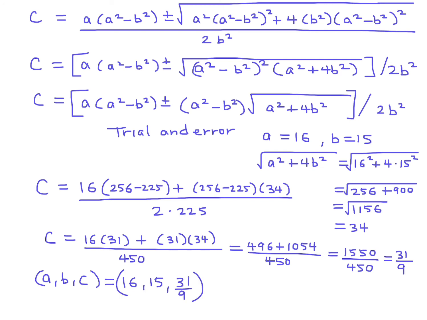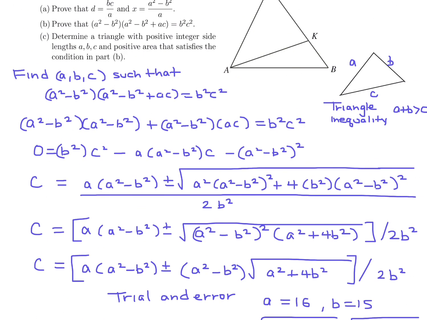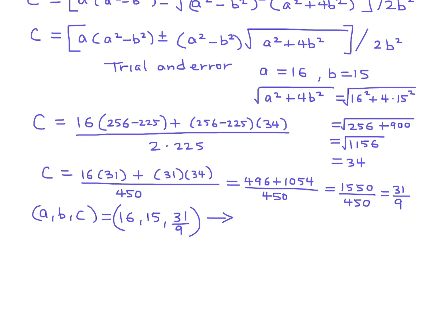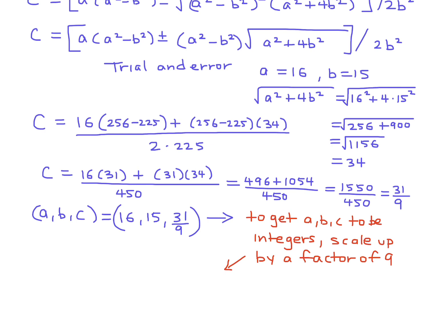The only problem is that a, b, and c must be integers. That was one of the criteria. So no problem. What we can do is just scale it up by multiplying by a factor. And that's perfectly allowed, since if you did that, the original equation would still hold true. That equation, of course, being right here. It would still hold true if you multiply by a factor. So the easiest way to get this into integers is to multiply through by 9.